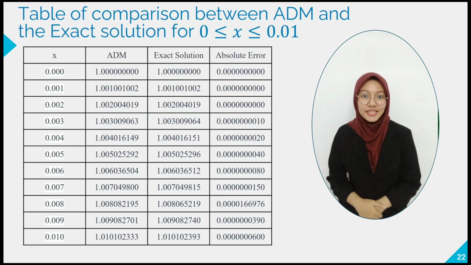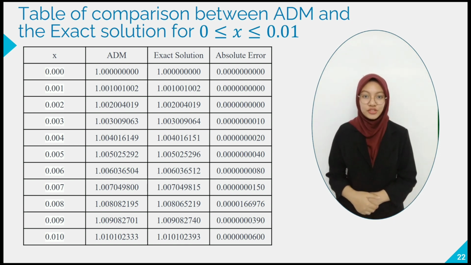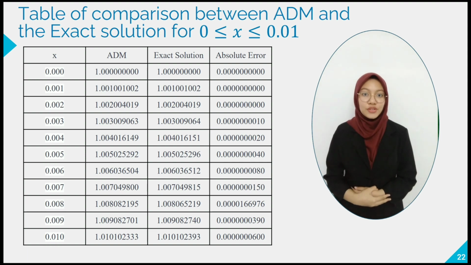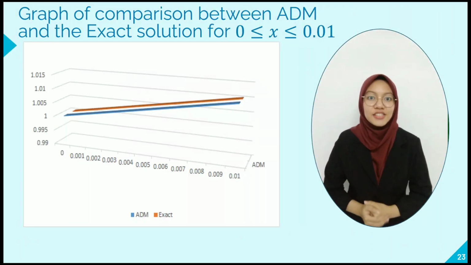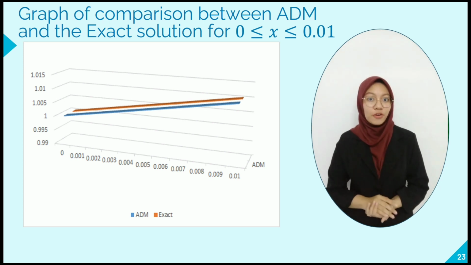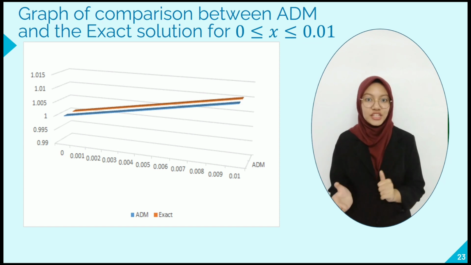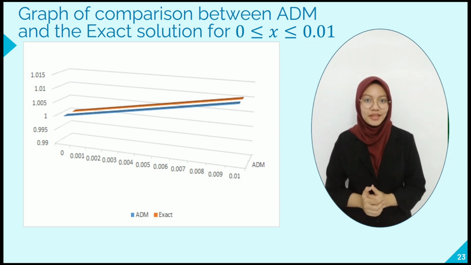Next, the table displays the comparison between the Adomian decomposition method and the exact solution for problem 2. From the table, we can observe that the Adomian decomposition method achieved an increasing error value from 0 to 0.000006. We can see that the lines from the graph are slightly apart from each other. Thus, from both methods just now, we can summarize that the Daftardar-Gejji and Jafari method is more effective than the Adomian decomposition method in solving the equation of problem 2.